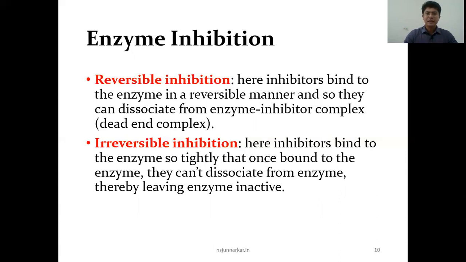In case of irreversible inhibition, the inhibitors bind to the enzyme so tightly that once they are bound, they cannot dissociate from the enzyme, thereby leaving the enzyme inactive. Reversible inhibition can be relieved upon dialysis, whereas irreversible inhibition cannot be relieved upon dialysis of the solution. When you carry out the dialysis of the mixture of enzyme and inhibitor, then if the inhibitor is a reversible one, the inhibitor molecules can come out of the dialysis membrane.